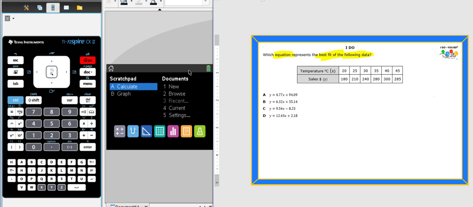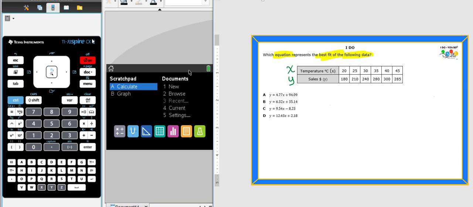We do have temperature and the cells. So the temperature is going to be my X values and the cells will be my Y values. It's very important that we determine this X and Y, because when I put them in the calculator, I need to make sure that I'm putting the right information.